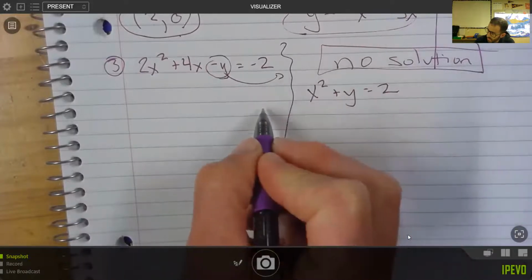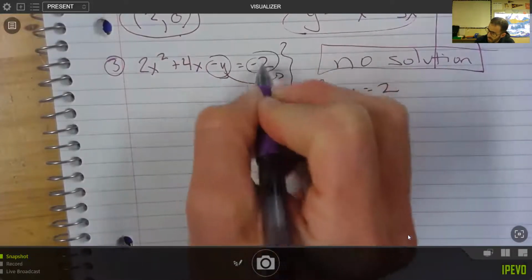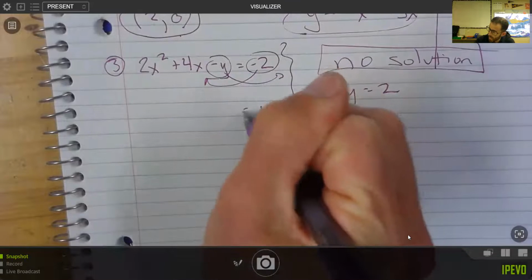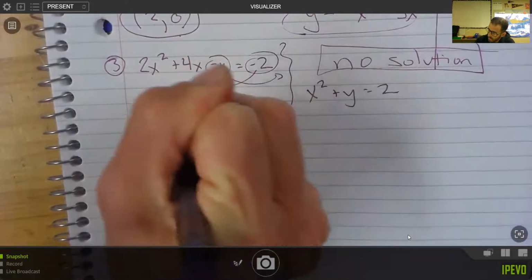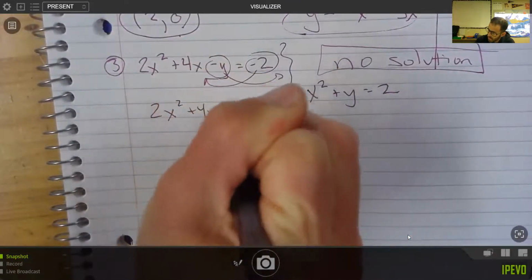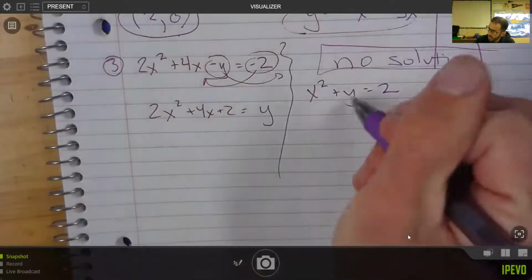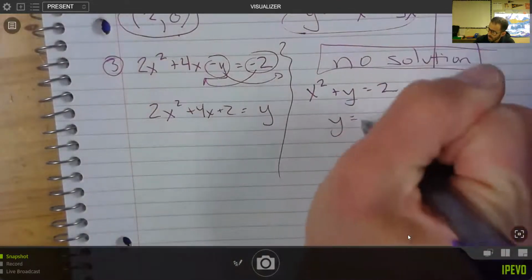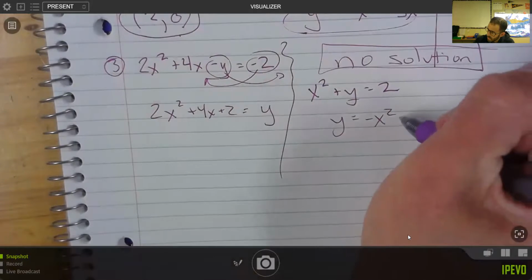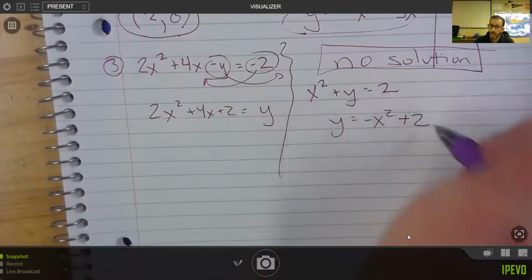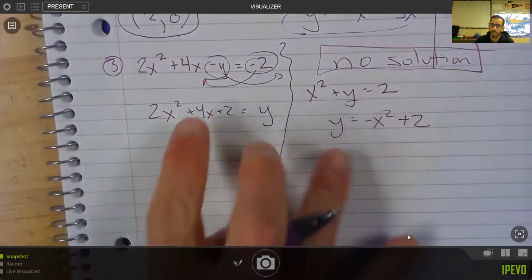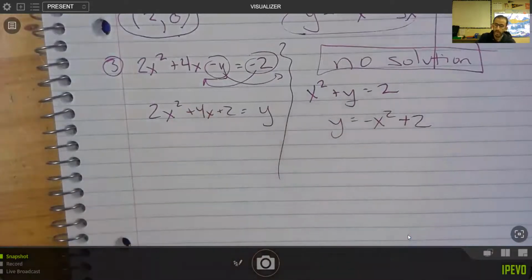So y is going to go over here. Negative 2, we're going to add it over there. So we added y to this side. We added 2 to this side. We're going to leave y alone. We're going to take away x squared from both sides. That stays a positive 2. Here are my 2 equations. We go to the calculator.